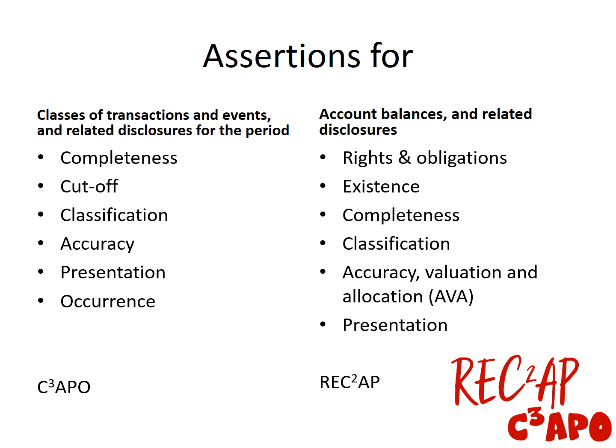Okay, what's the acronym? Recap. C is in the middle. There's 2 C's, completeness and classification. There's 2 letters before and 2 letters after, so that's quite nice to remember. So how many C's? How many letters before or after? Capo, there's 3 letters afterwards. So that's just the 2 acronyms that I've got.